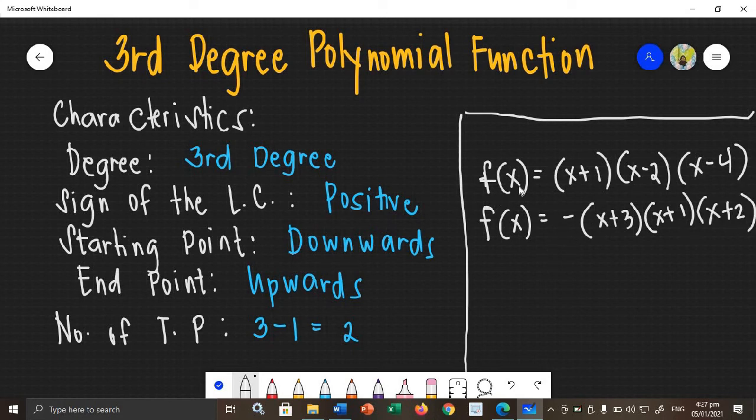So yan, napansin nyo, yung given natin kanina is just like this first example, di ba? Kaya siya positive kasi positive siya. Wala kayo nakikita na sign. But then, kapag nilagyan ko ng negative sign sa labas ng mga factors, therefore, the sign of the leading coefficient is negative. Okay? So, ganun lang para hindi kayo malito kung saan natin hahanapin yung sign ng leading coefficient kasi the given is already in factored form.